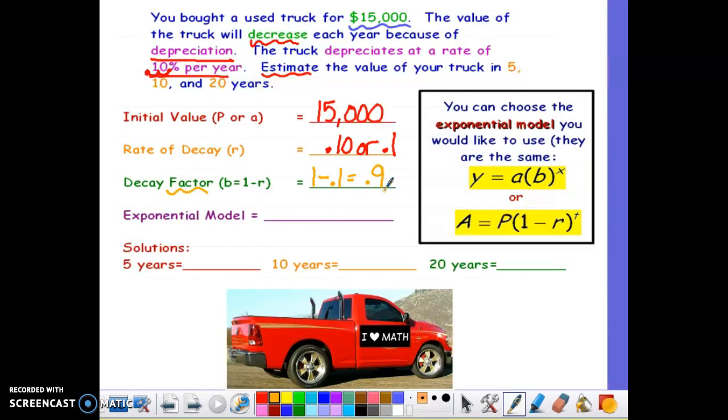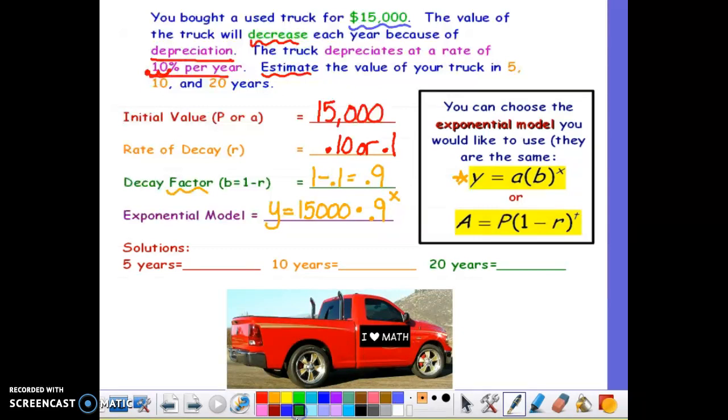Next, it tells me to write my exponential model. I really just like thinking about it in terms of this first one because that's what we're most used to. So I'm going to say y equals A. A is my initial value, which is 15,000, times B. In this case, B is my decay factor, so it's times 0.9 to the x. So there's my model.